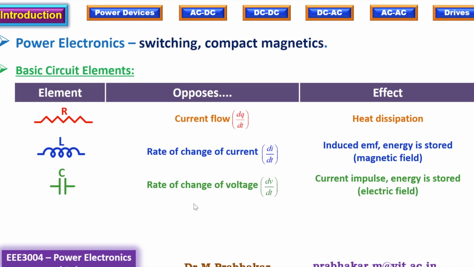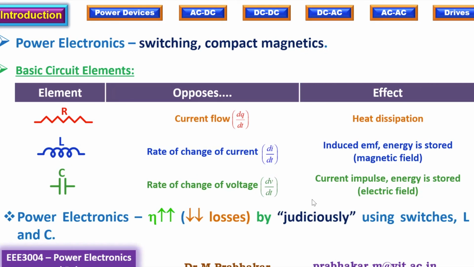This is the essence of power electronics. We switch at high frequencies so that the size of the inductor is brought down and we get an efficient, compact power converter. This is power electronics for us. Fine. Okay, so I have put up here as well. So the intention will be to increase the efficiency by reducing the losses by judiciously using switch elements.